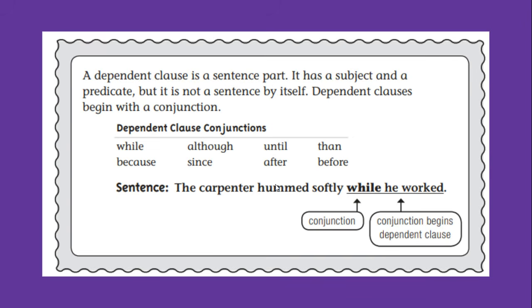Sentence. The carpenter hummed softly while he worked. While is our conjunction, and the conjunction begins the dependent clause. While he worked is a dependent clause. You'll notice it has a subject, he. It's got a predicate, worked, but this conjunction here tells us that it cannot stand by itself. So it is a dependent clause.